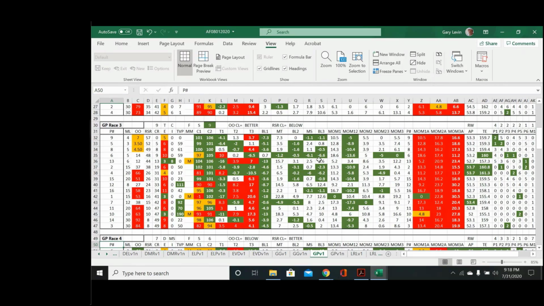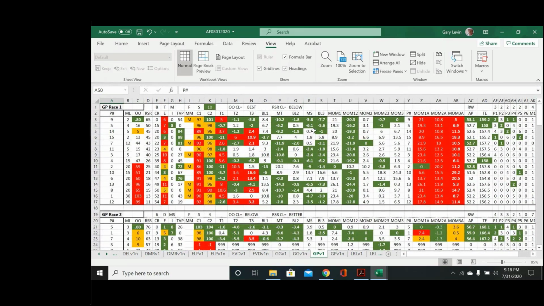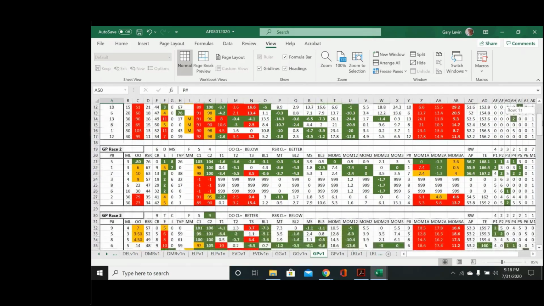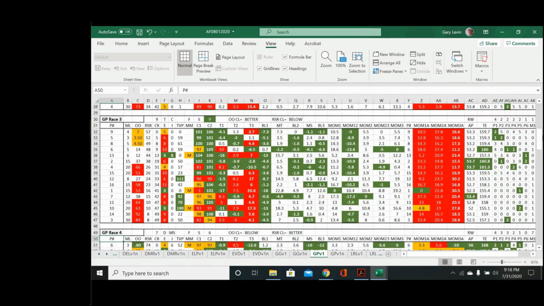So here you have more horses that have good BL2, good BL3, but the early, like the last one, we only had a couple with good BL1. Let me just go up 1 second. See here, BL1, you only got three with green. Here, almost every horse in the race.